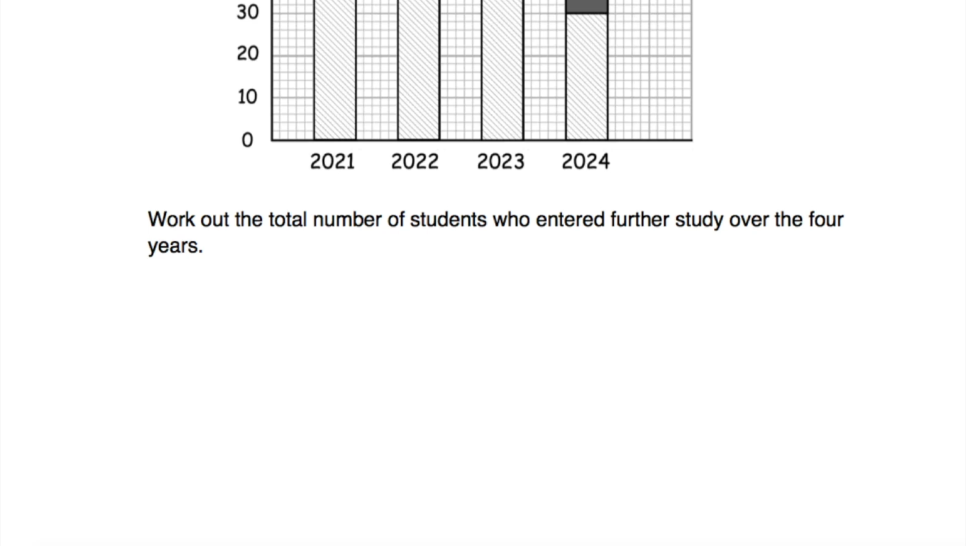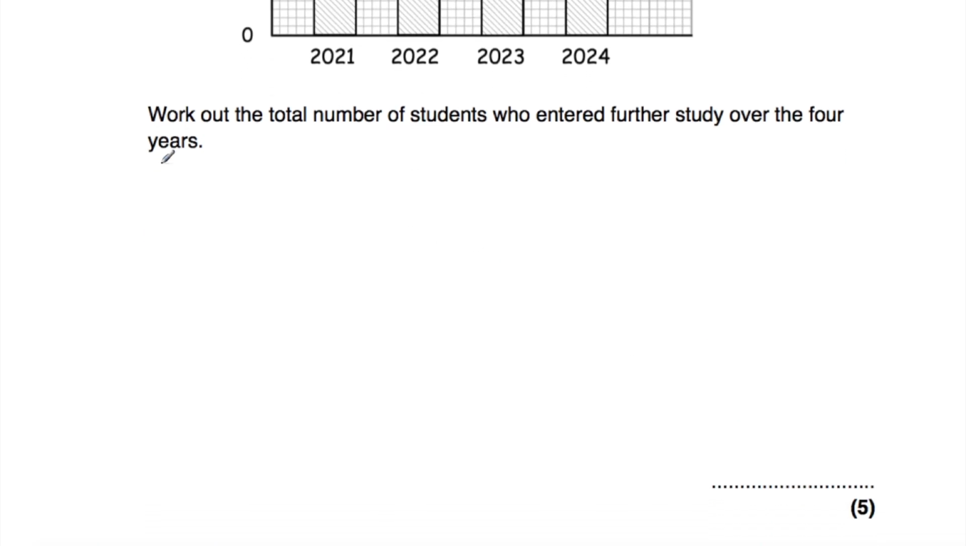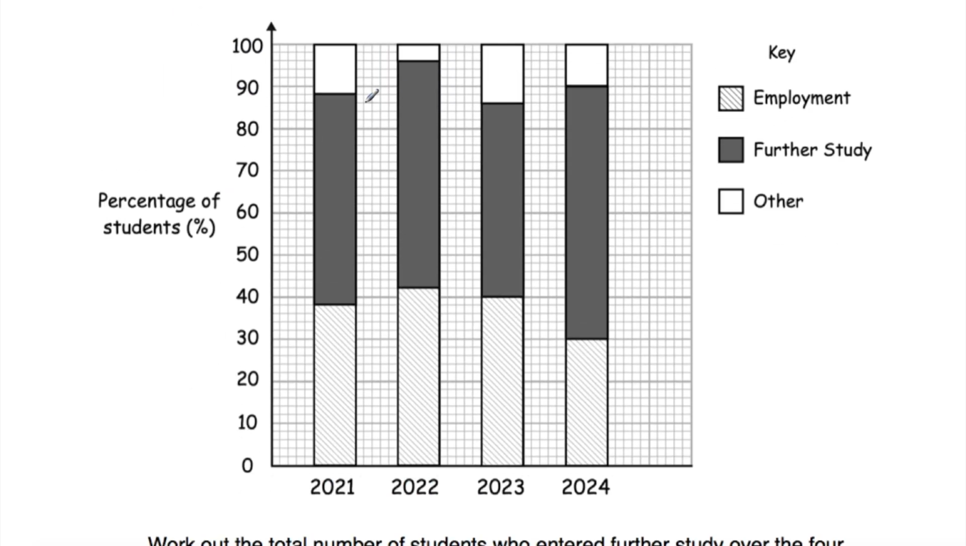So let's start off with 2021. And this question is worth 5 marks, quite a lot of marks. So 2021. And in 2021, there was 1,800 students. That's how many students there were in 2021. Remember, the table shows us that. So let's work out the percentage of students that went into further study.